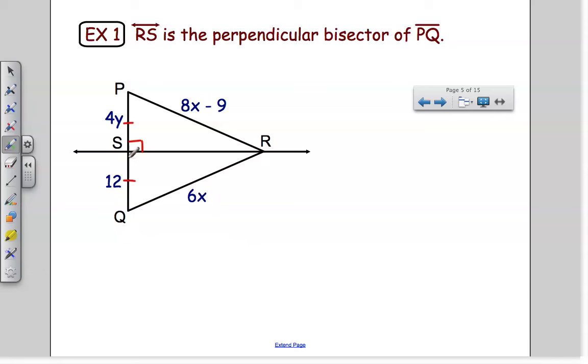Well, if it's a bisector, then I know that these were congruent. I marked those as such. So then shouldn't 4Y be equal to 12? Right? Those segments are congruent because it was a bisector. Divide by 4, and we find that Y is equal to 3.